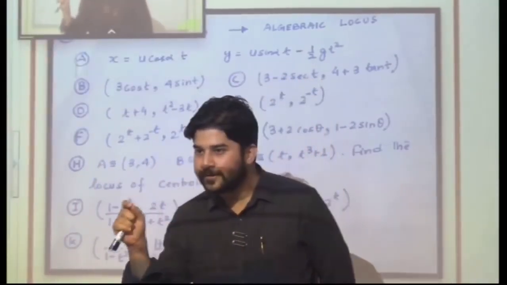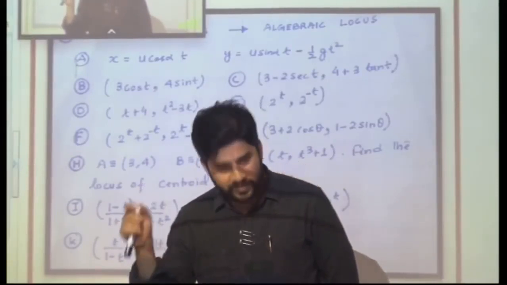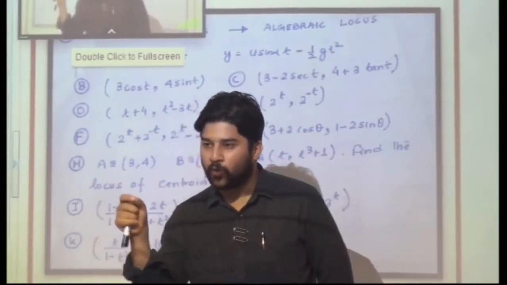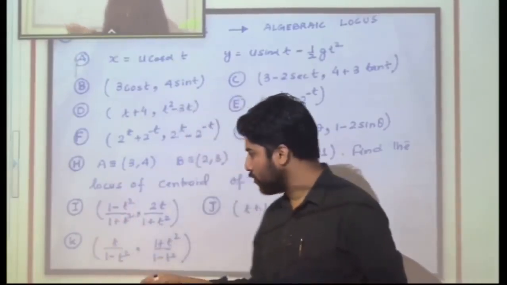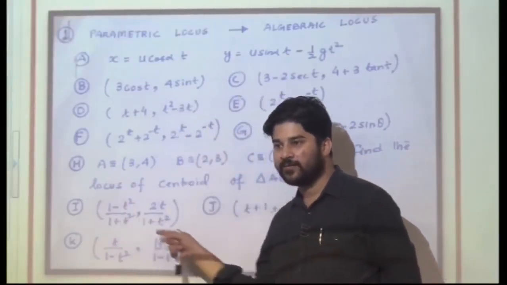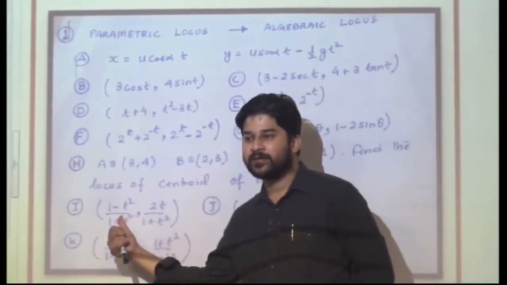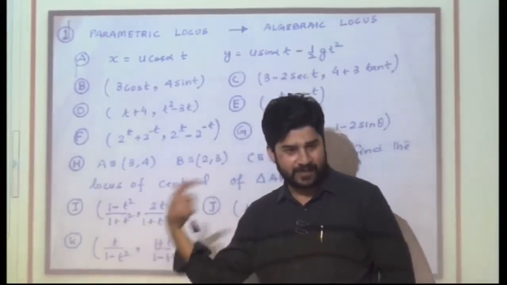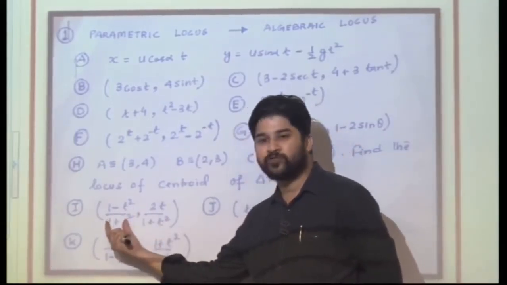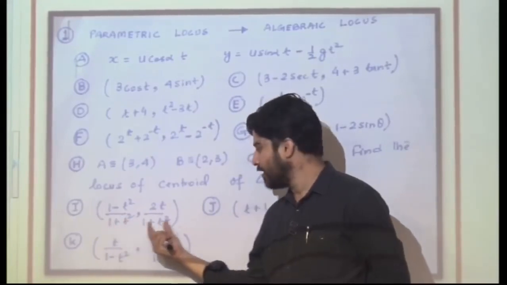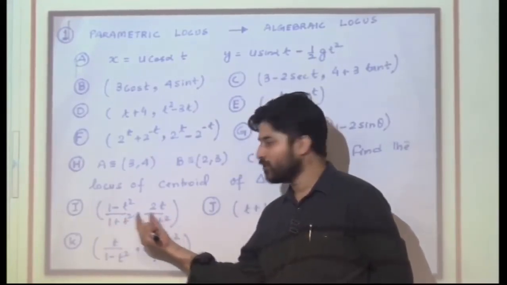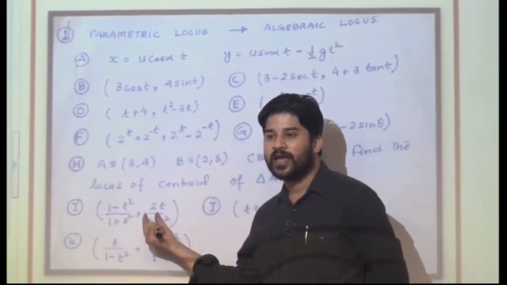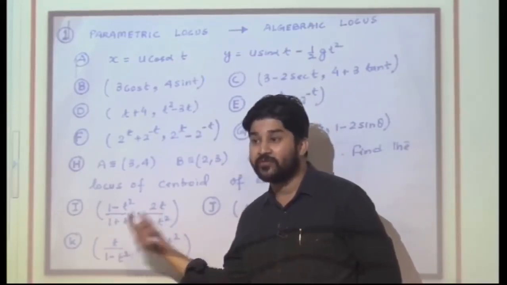And what is cos 2 theta in terms of tan theta? 1 minus tan square theta upon 1 plus tan square theta. Now see, do you see any similarity here? t has been replaced by tan theta. If I replace t by tan theta, this whole bunch will become cos 2 theta, and this whole bunch will become sin 2 theta. So x is cos 2 theta and y is sin 2 theta. So what is the locus? x square plus y square is equal to 1, which is a circle.